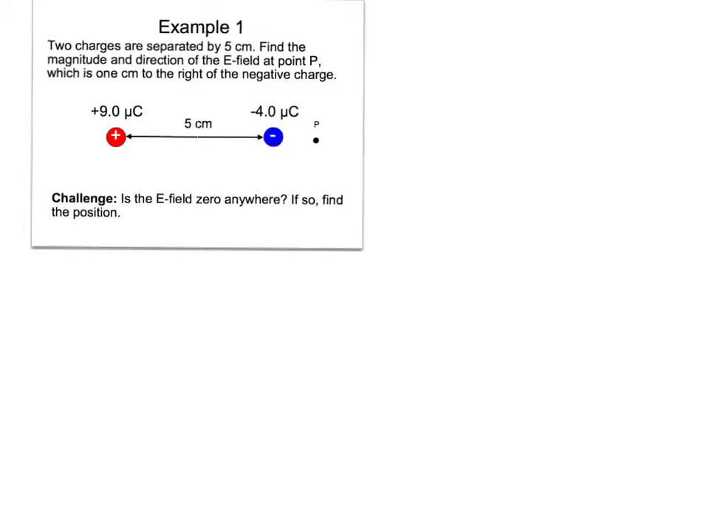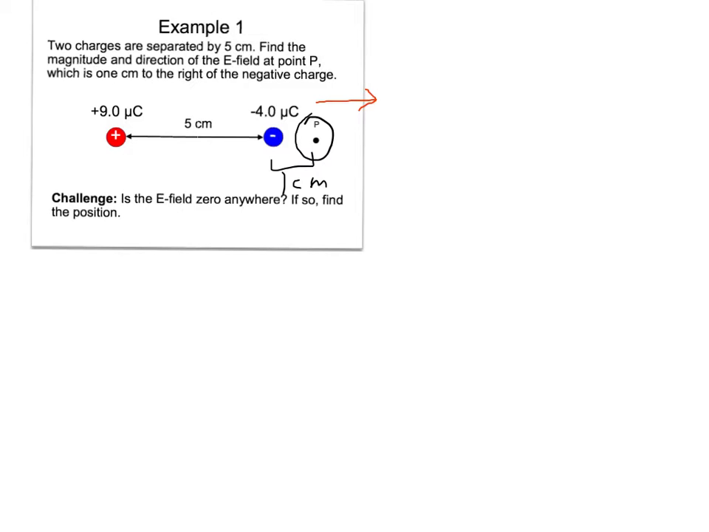All right, now let's try this example. Two charges are separated by 5 centimeters. Find the magnitude and direction of the electric field at point P, which is 1 centimeter to the right of the negative charge. So this right here is 1 centimeter. Okay, so I need to know the direction and field strength from each charge. The direction part should be easy. It's what we focused on yesterday. So over here at point P, from the red charge, since field lines point away from positive charges, we should have an arrow pointing to the right.